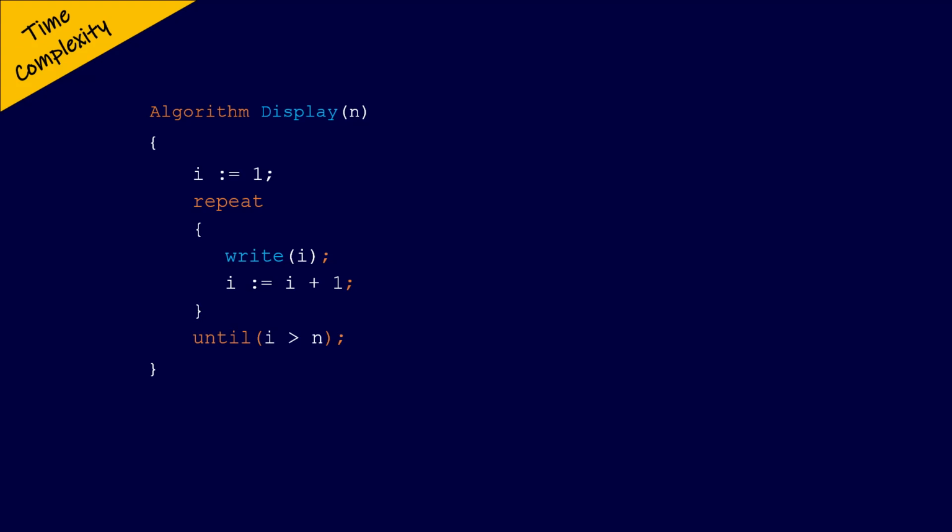Now, before computing the time complexity, we will look at how this algorithm works. More important, we will look at how many times the repeat until loop will execute or perform its operations. Let us consider we pass the value of n as 5 to this algorithm. Then the first statement of the algorithm is I is assigned value 1.